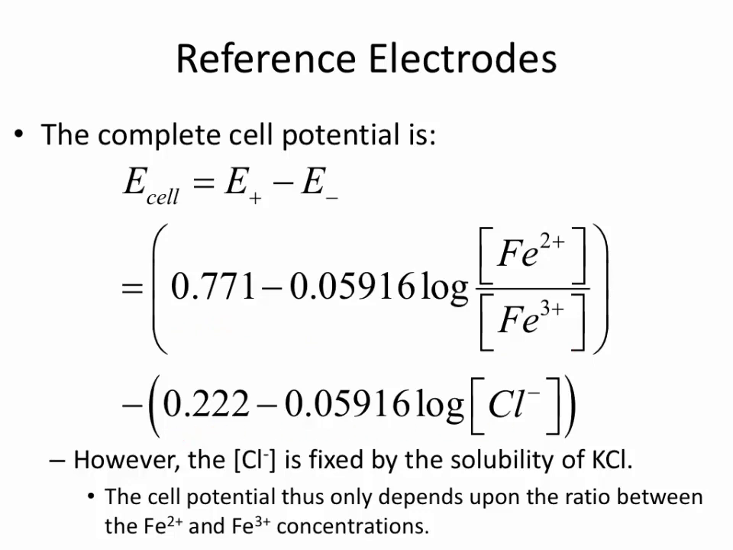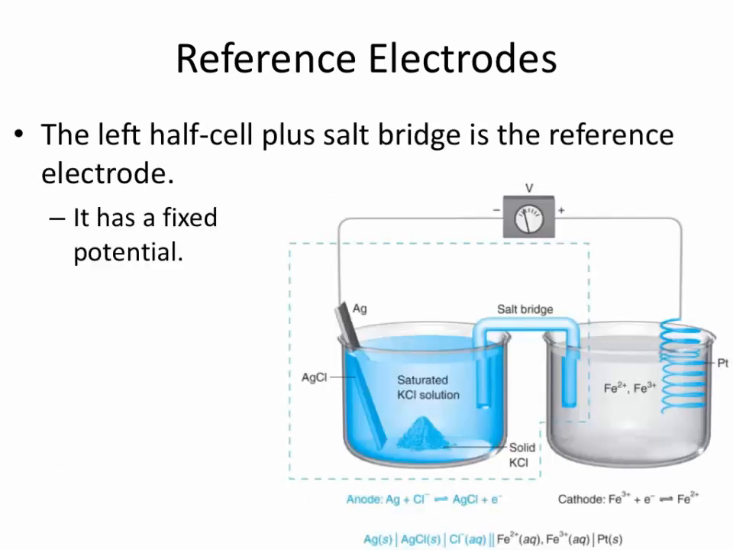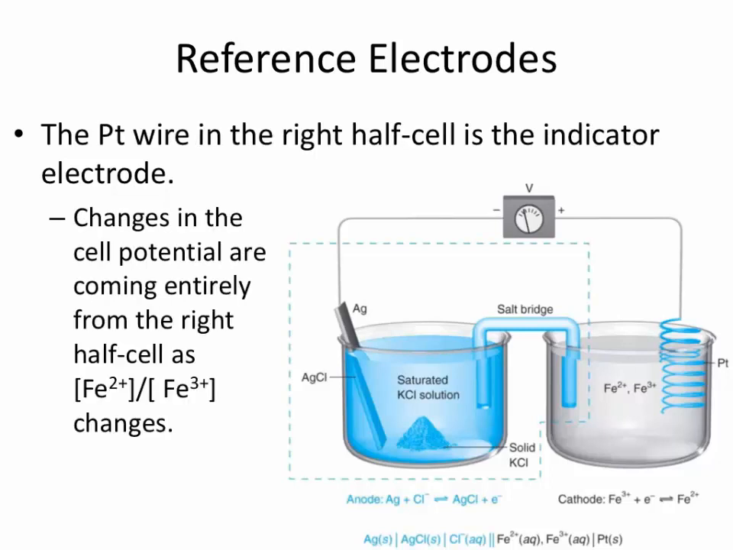But in this case, the chloride ion concentration here is fixed by the solubility of our potassium chloride, and thus the cell potential only depends upon the ratio between our iron 2 and iron 3 concentrations. Now, the left half cell plus the salt bridge is the reference electrode, and this then has a fixed potential. Now, the platinum wire in the right half cell over here is our indicator electrode, and changes in the cell potential are coming entirely from the right half cell, that is, only from over here, as our ratio between our iron 2 and iron 3 concentrations change.